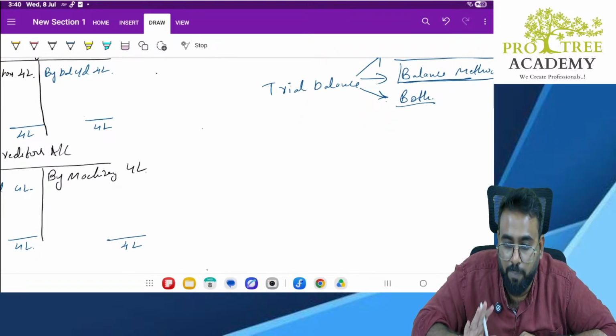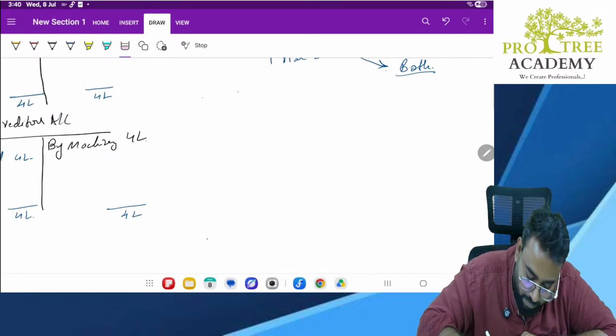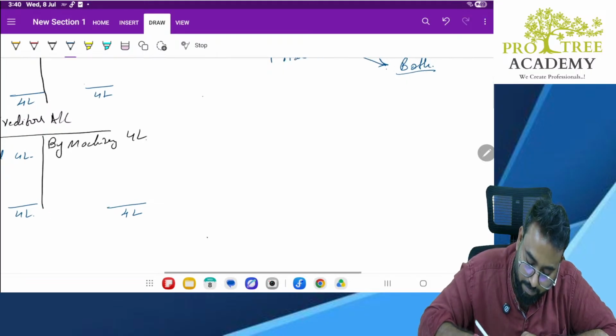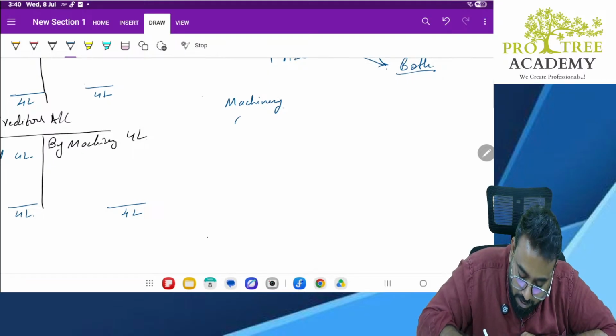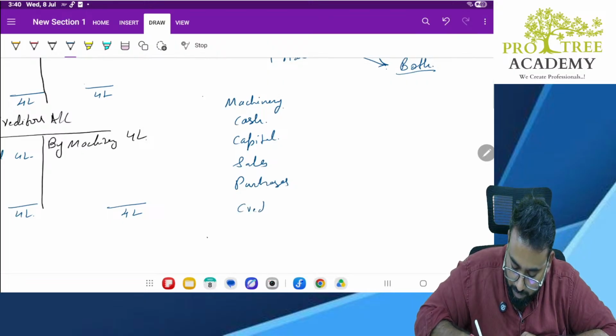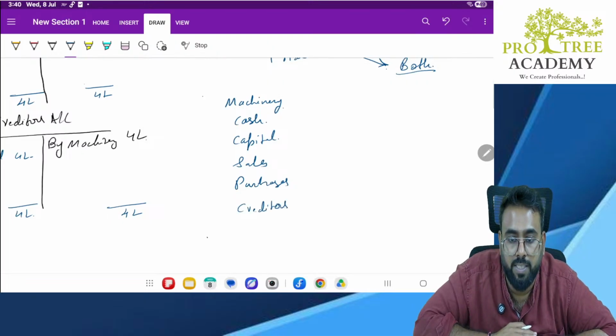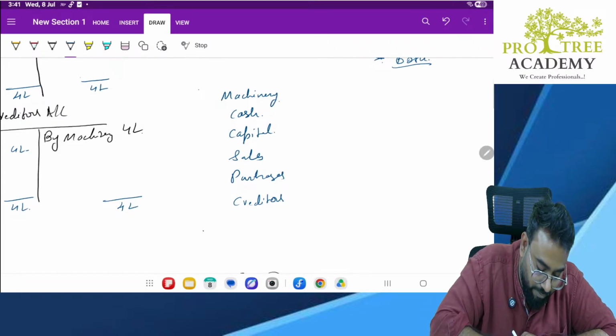Now, how is trial balance prepared? Simple, sir. Listen to me carefully. What all accounts we have? First, let's write down the accounts we are having. Machinery account is there? Yes. Cash account is there? Yes. Capital? Yes. Sales? Purchases? Creditor? Yes. Only that much, right? Furniture is not there. No entry was passed. Okay? Now, let's see different methods.